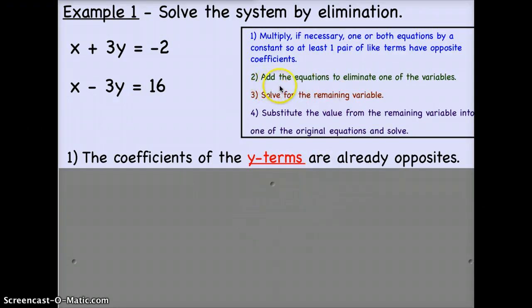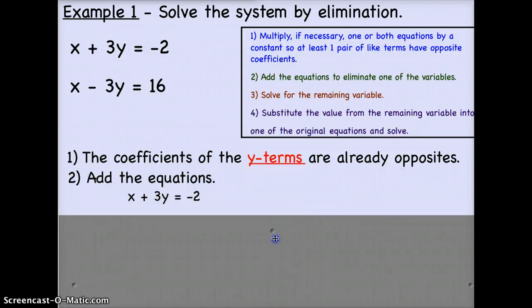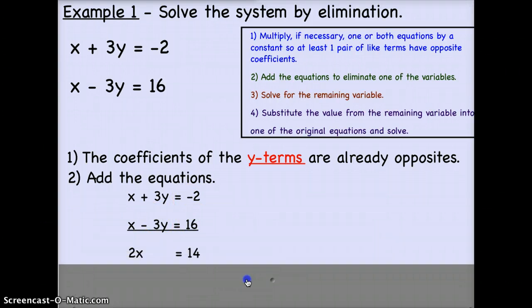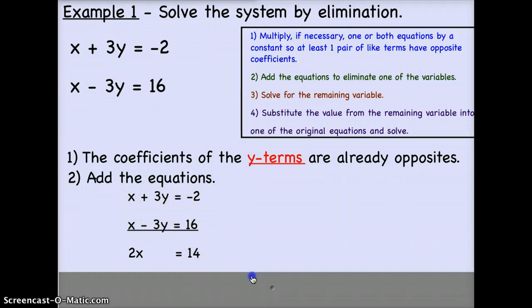Step 2 tells us to add the equations to eliminate one of the variables. So here we go. If we add our equations together, we have x plus x, we have 3y plus negative 3y, and negative 2 plus 16. So that's going to give us 2x, our positive 3y and negative 3y cancel, and negative 2 plus 16 is 14. So now we can move on to step 3, where we solve for the remaining variable.